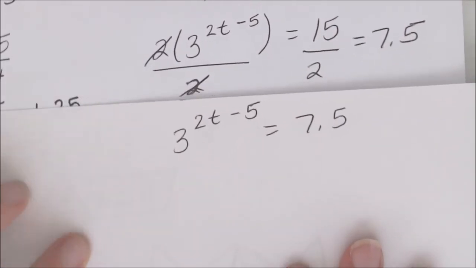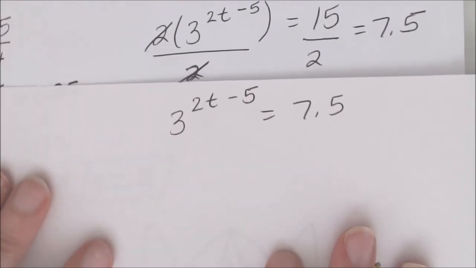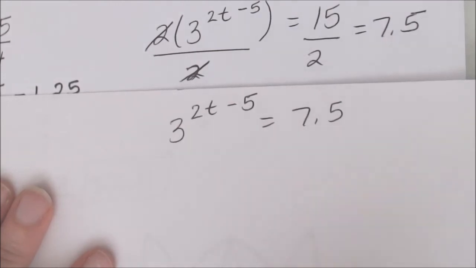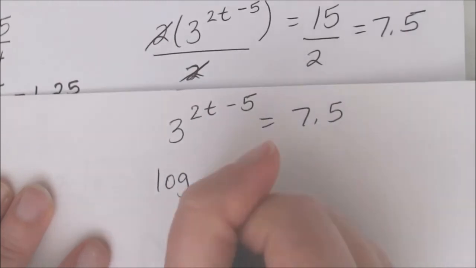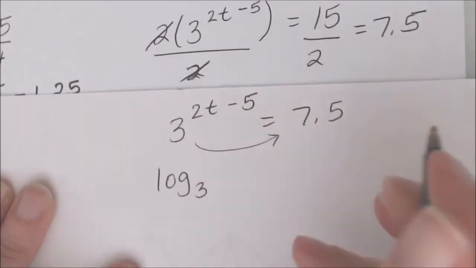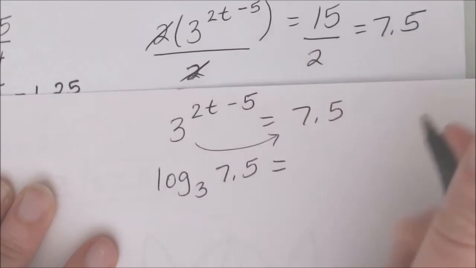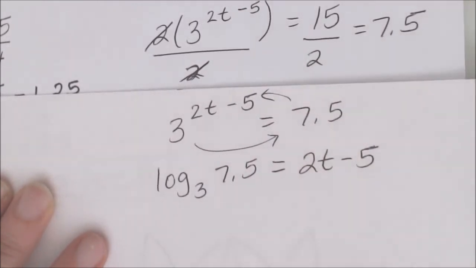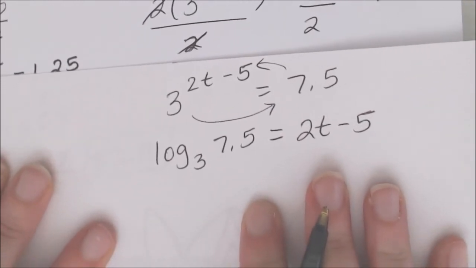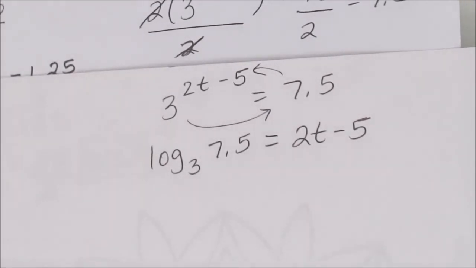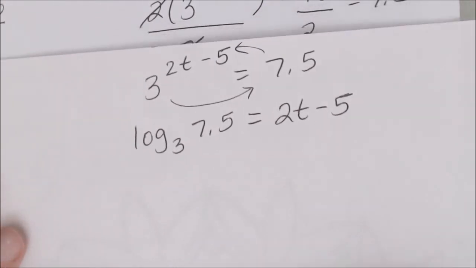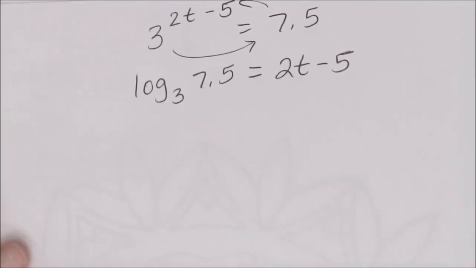All right, so think about what we've been doing in the last couple of examples. I can't rewrite 7.5 as a power of the base of 3. So my only option is to convert this to logarithmic form. So we're going to have log base 3 of 7.5 equals what's in the exponent, 2t minus 5. Now, I will probably want to get a decimal for the log on that left side, using the change of base formula, so that we can put it all together with the numbers on the other side, and get the t by itself.